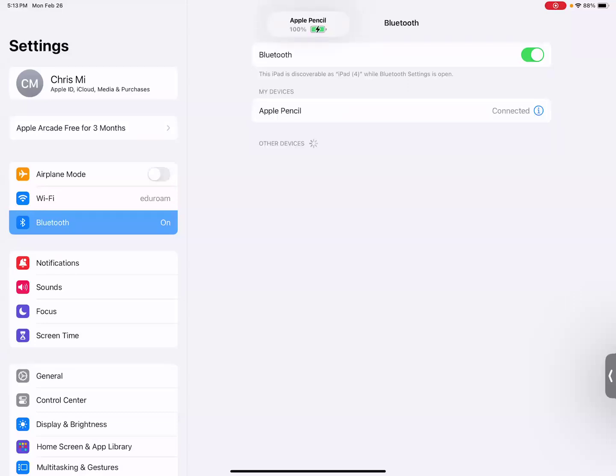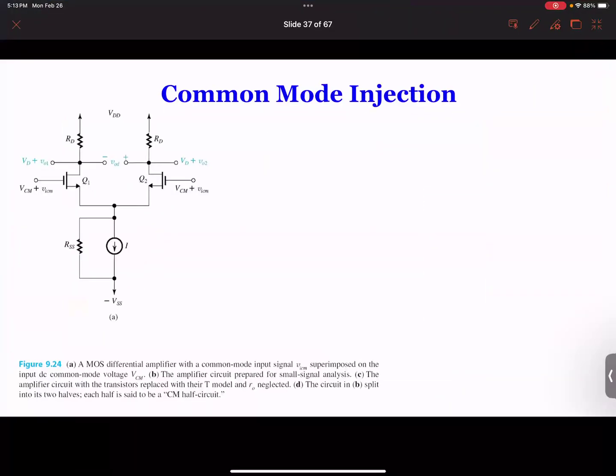Add a pencil. Oh, it's connected now. Okay. Good. Hopefully it'll work. Okay, it works. We solved the mystery.